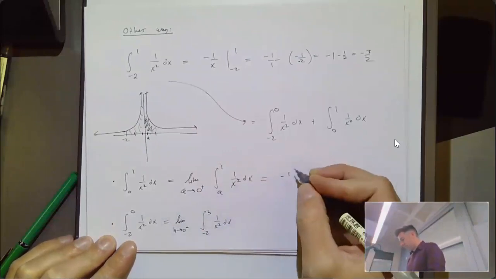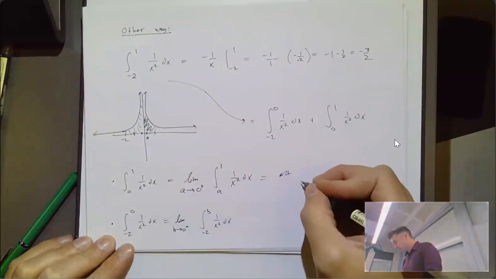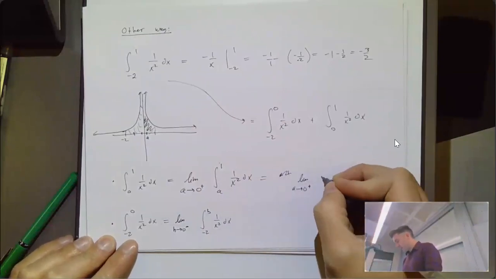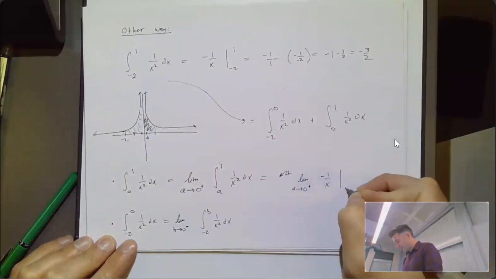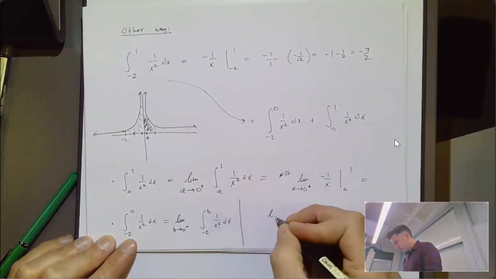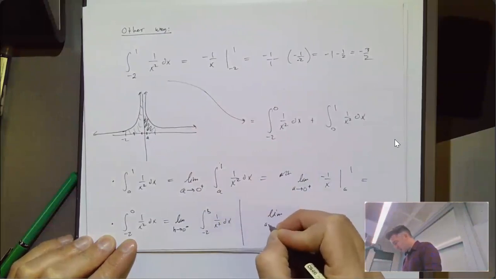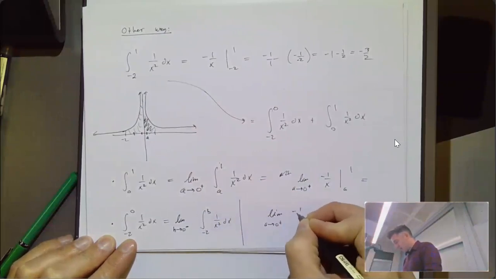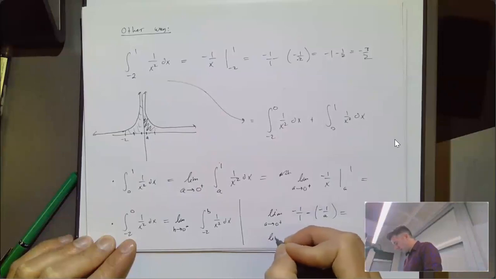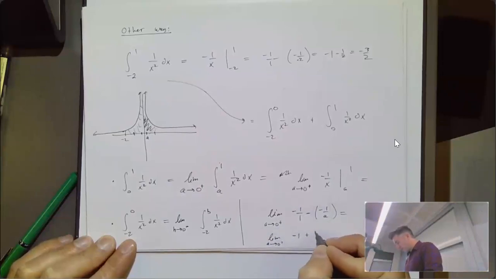So for this top one, the antiderivative of 1 over x squared is -1 over x. Oh, I forgot to write the limit. Terrible, James. Do the limit as a approaches 0 from the right of -1 over x from a to 1. And then we're going to get the limit as a approaches 0 from the right of -1 over 1 minus -1 over a. Which equals, even though I would usually stop there, the limit as a goes to 0 of -1 plus 1 over a.